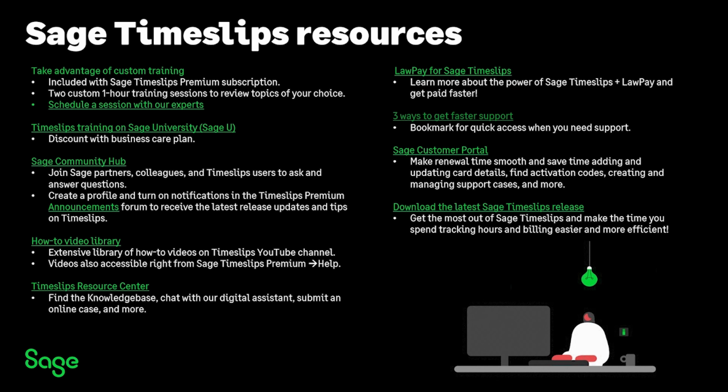The other thing that I highly suggest is, one, that you download the latest version of Sage Timeslips release so you can get the most benefit. That is our last link on that page. And then also just make sure you're part of the Sage Community Hub. If you're not familiar with that, it is exactly what it sounds like. It's a community of users. There's also partners and colleagues out there. Create a profile. It's free, it's easy, and turn on notifications in your Timeslips Premium announcements forum, and there's a click to there so that you can receive the latest release updates and tips on Timeslips. So those are great resources, and there's a ton of others, and I hope you find that helpful.